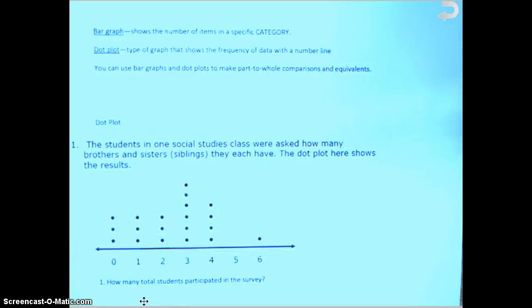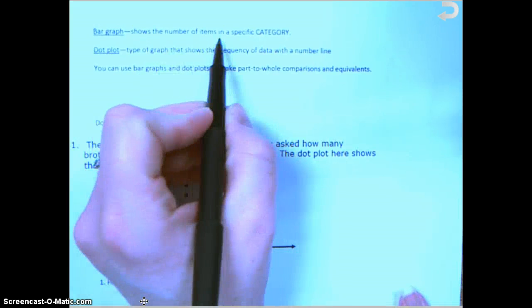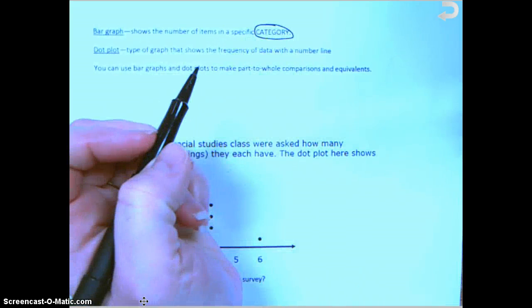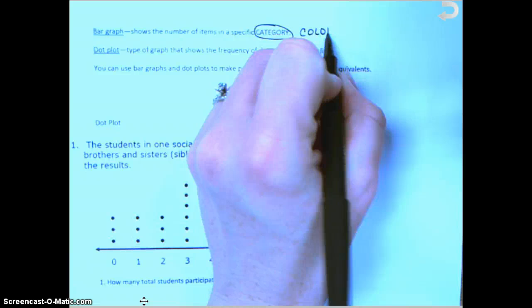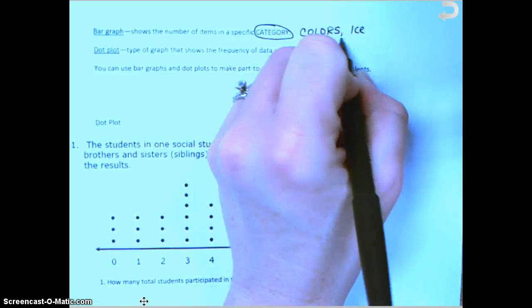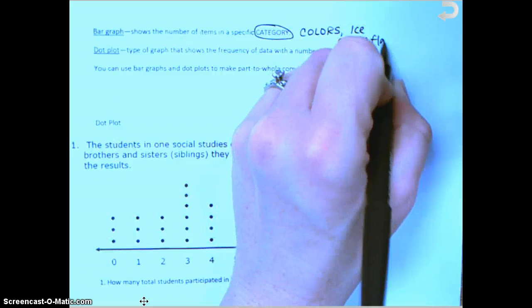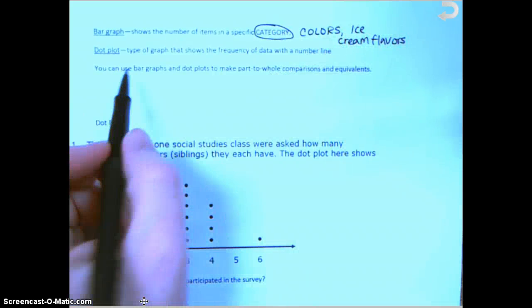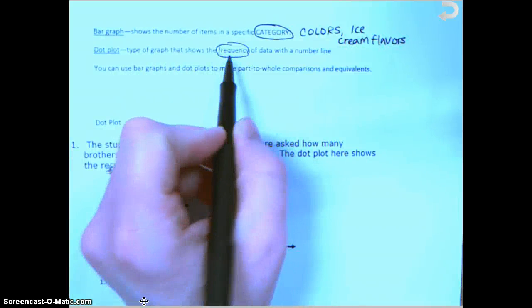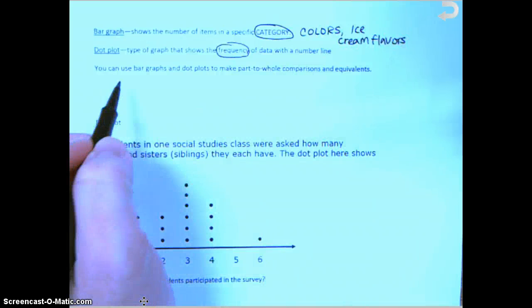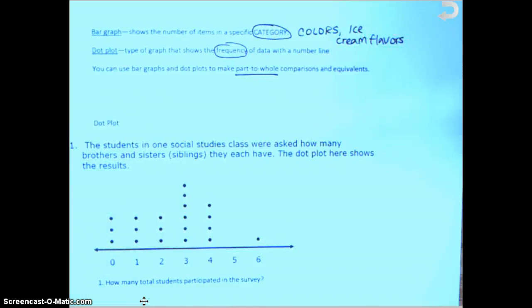Okay, so this video is going to be about bar graphs and dot plots. So here we go. A bar graph is going to show the number of items in a specific category. So a bar graph would show, for example, colors, ice cream flavors, favorite sports, just categories. A dot plot is going to be the type of graph that shows the frequency, or how often or how much of data, with a number line. And you can use bar graphs and dot plots to make part to whole comparisons and equivalents. So let's start with the dot plot.